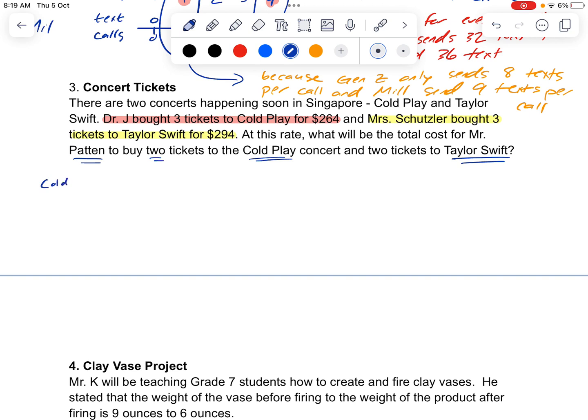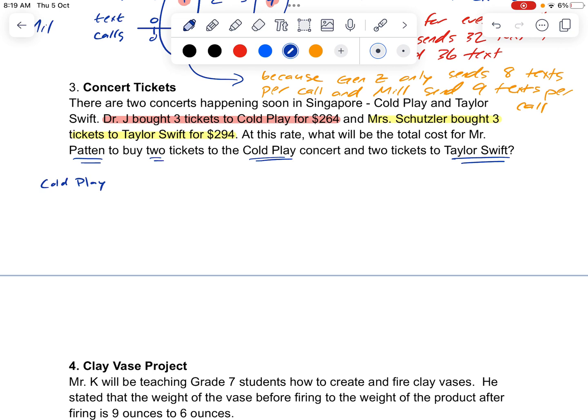I'm going to go ahead and label my work Coldplay, or I could have labeled it Dr. J because that's who's buying the tickets. And so here, 3 tickets. On the previous problems, I used a table for the first one and a double number line for the second problem, and you can go back and check those videos out if you want. I'm just going to set up a ratio right here.